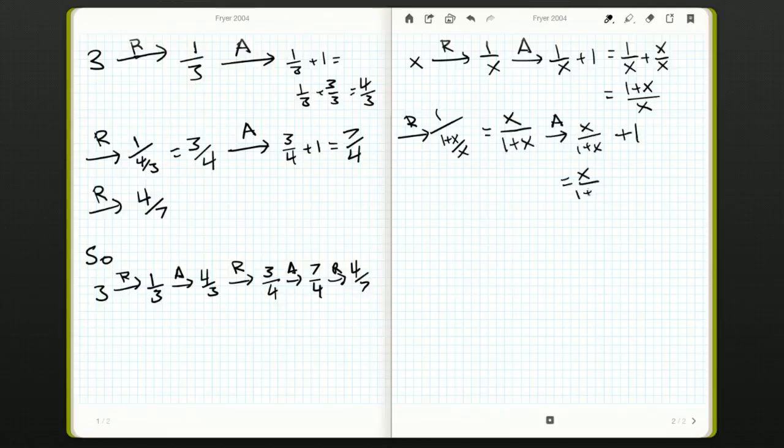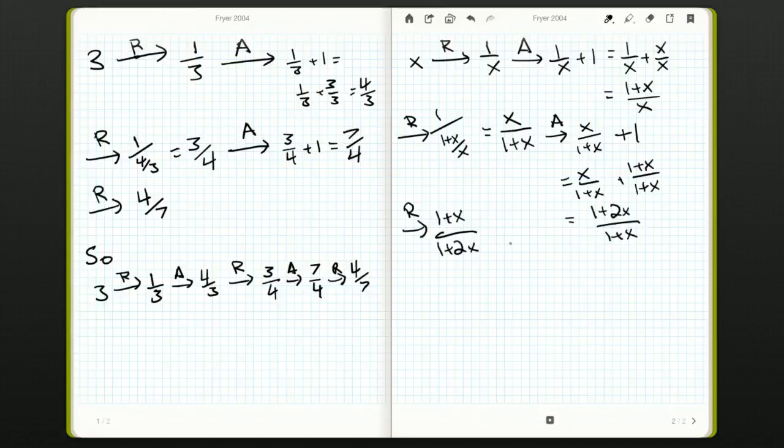So that's x over 1 plus x plus... Remember, we need a common denominator in order to add these things. So that's 1 plus 2x over 1 plus x. And finally, we do one last reciprocal, and we get 1 plus x over 1 plus 2x. So that should be the answer.